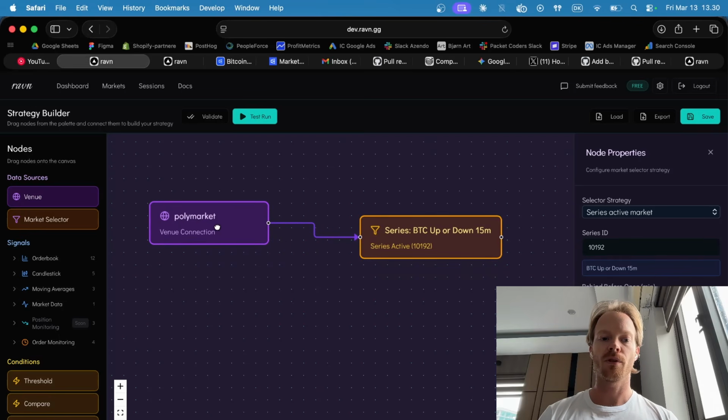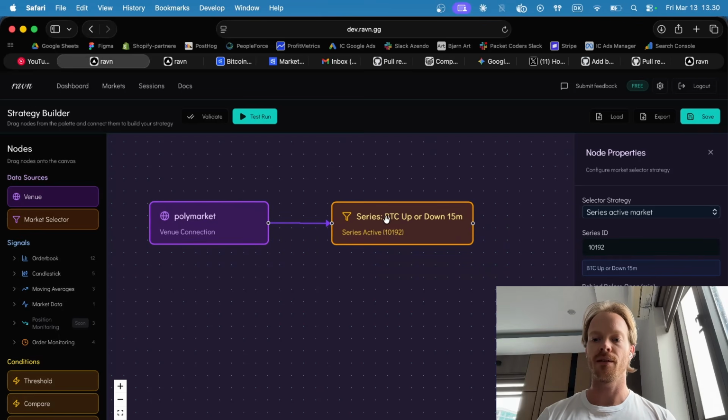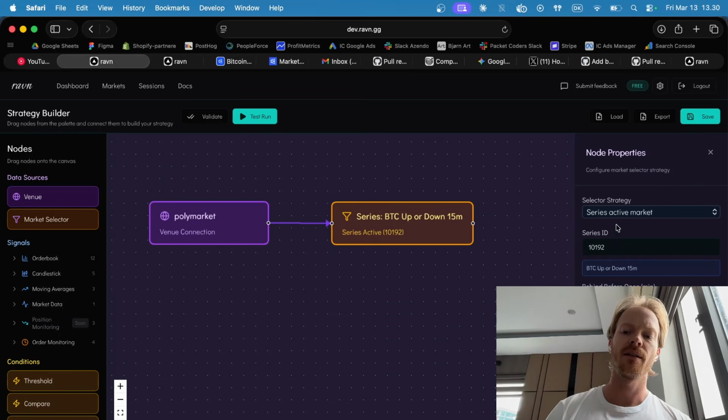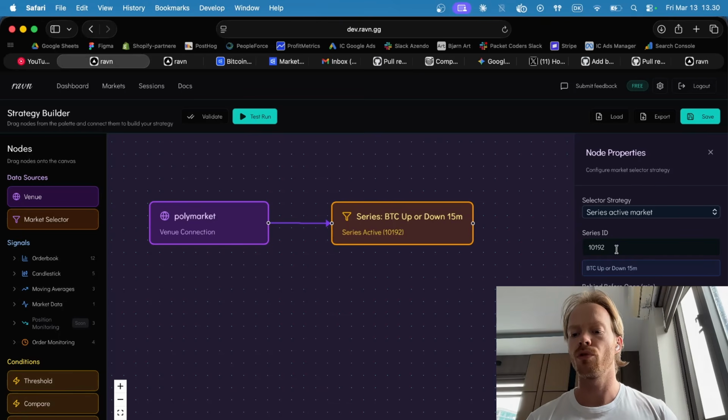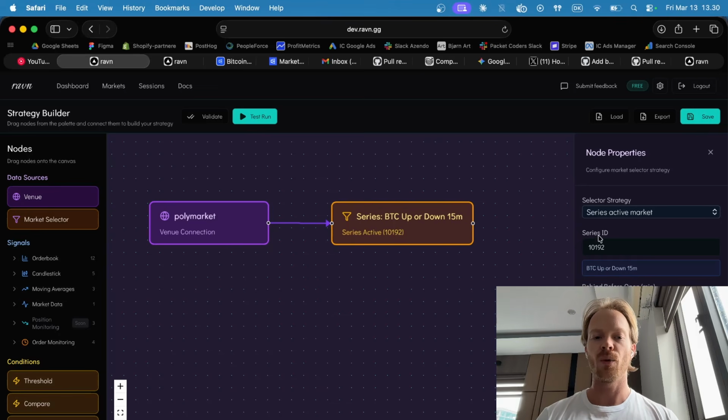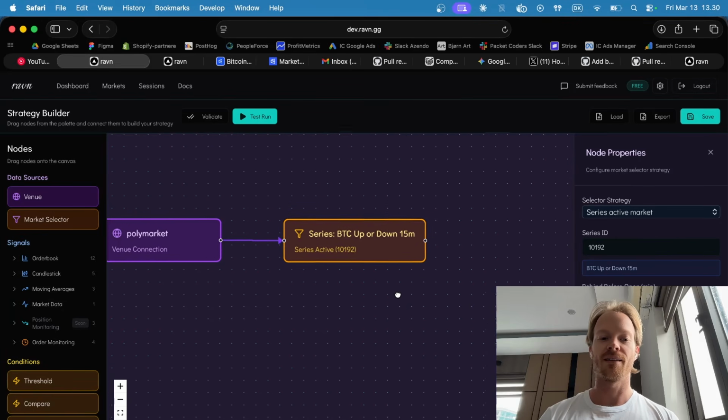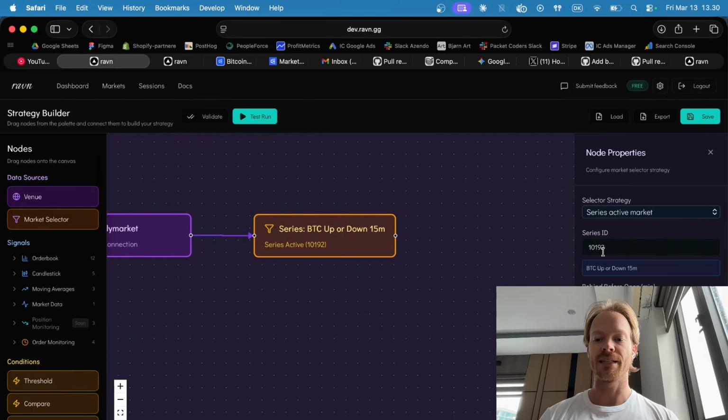In the future, and this is something I'm working on now, I will make it easier to browse markets, because right now it's a little bit difficult to find the ID of a specific market. You have to look through the API. I know this is not very user friendly today, but I will make it possible to browse the markets and select them from here.